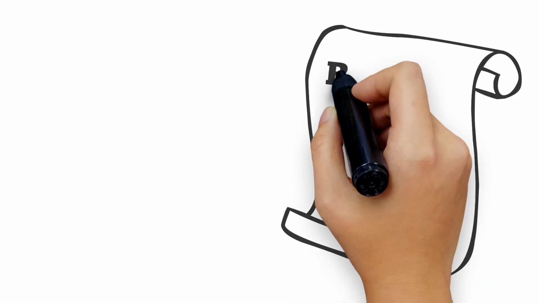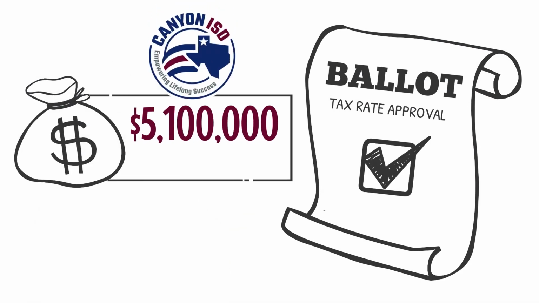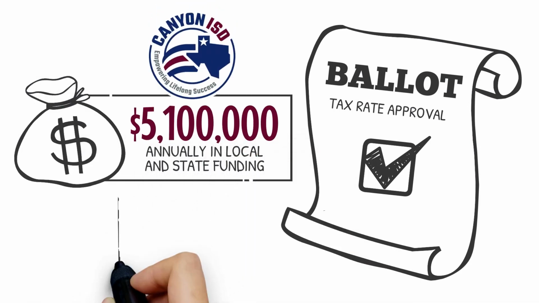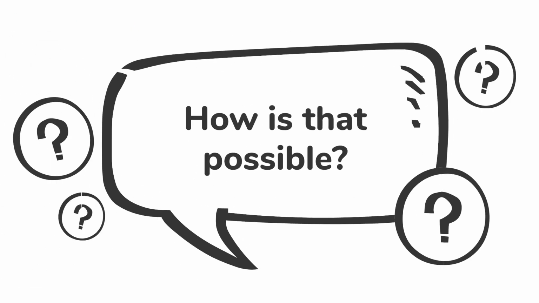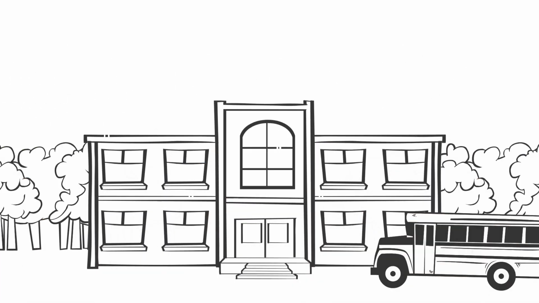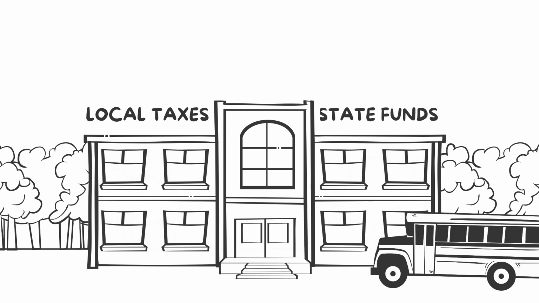If passed, the proposal would allow Canyon ISD to gain an estimated $5.1 million annually in local and state funding, even while the total tax rate is decreasing. How is that possible? The Canyon Independent School District is funded primarily through local taxes and state funds.